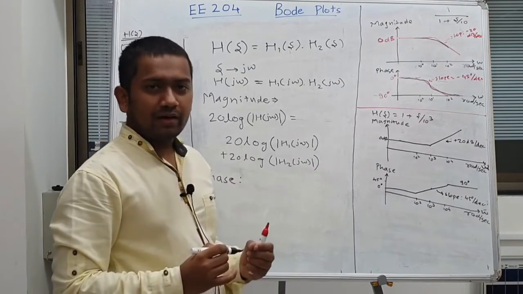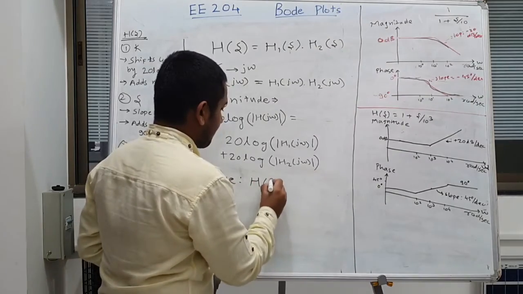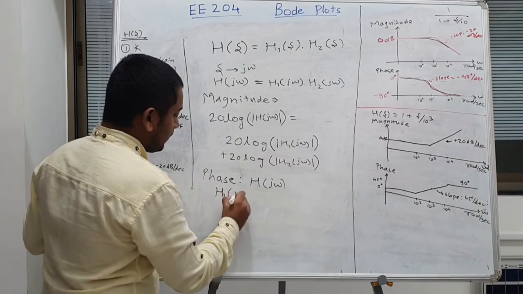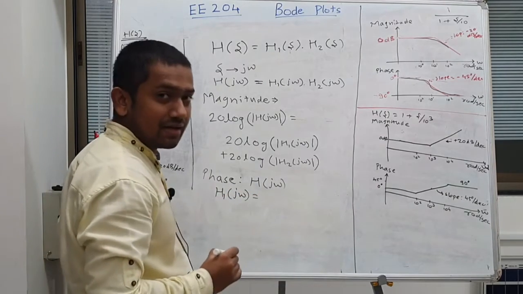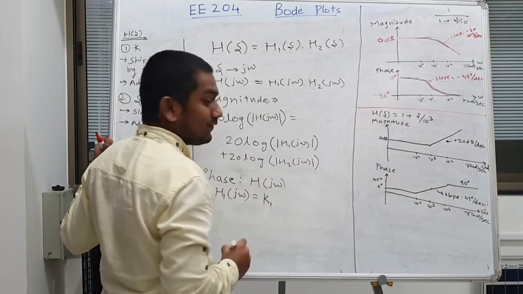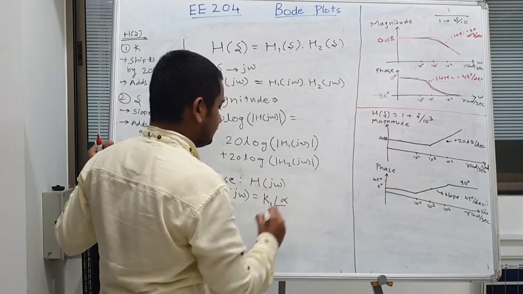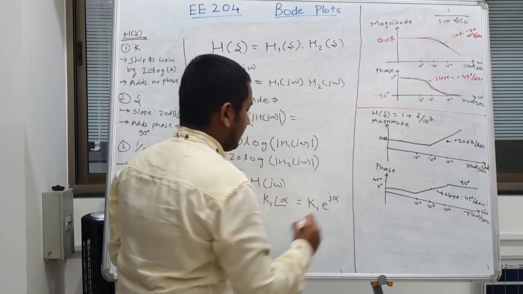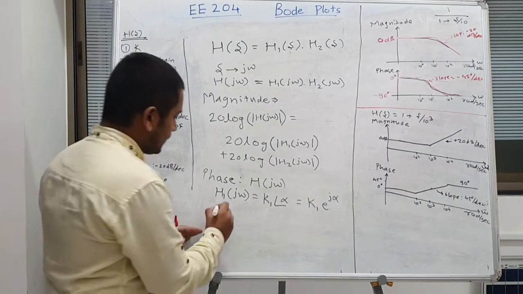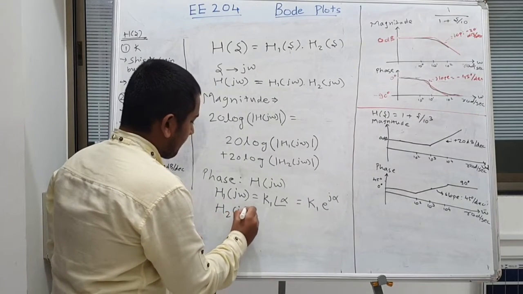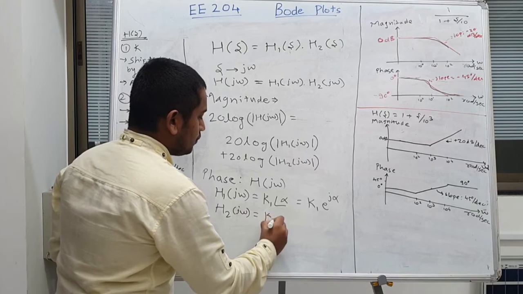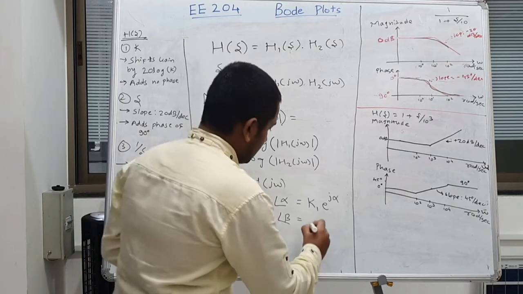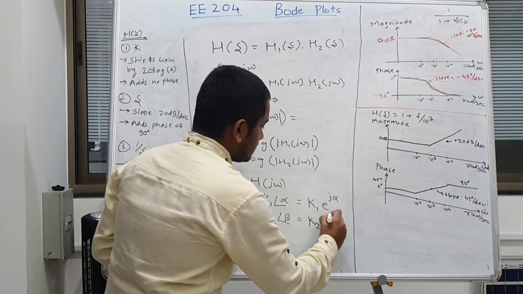The H of j omega is a complex function. Therefore, H1 of j omega can be written as K1 amplitude with the angle alpha, which is K1 e to the power j alpha. Similarly, H2 of j omega with amplitude K2 and angle beta can be written as K2 e to the power j beta.